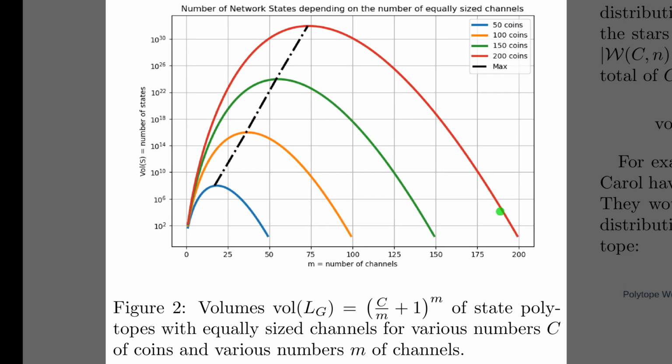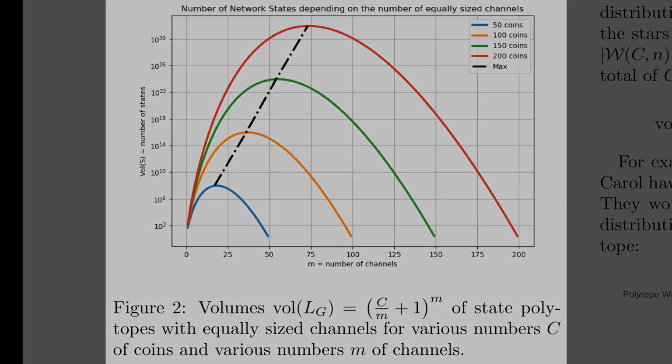Well, Figure 2 quantifies the size of this state space by plotting the volume of the liquidity polytope, which represents the number of feasible states, against the channel count on the horizontal axis. The colored curves correspond to different total coin amounts, showing a clear peak for each supply level. The black dashed line traces these maxima, indicating an optimal channel density. This implies that for a given amount of capital, there is an ideal way to partition it. Fragmenting coins too much or consolidating them too heavily reduces the overall number of possible liquidity configurations.